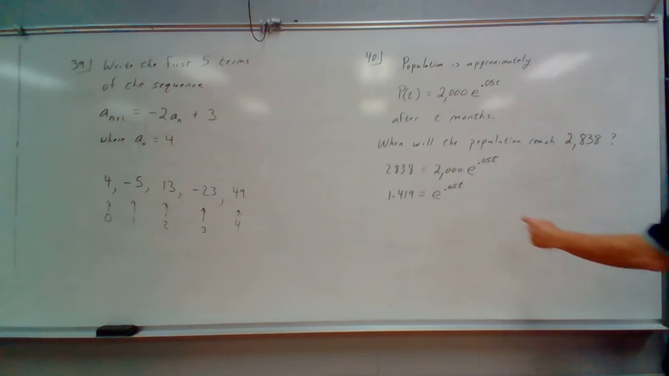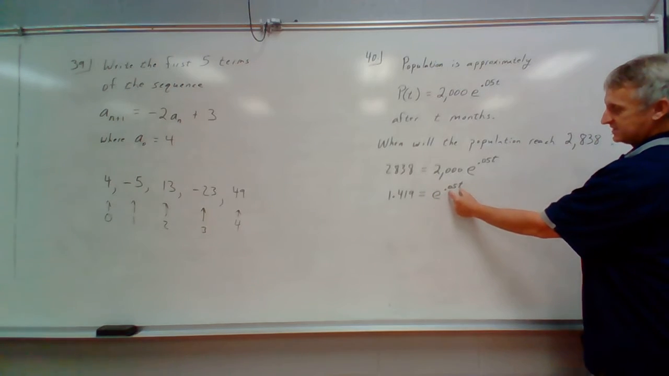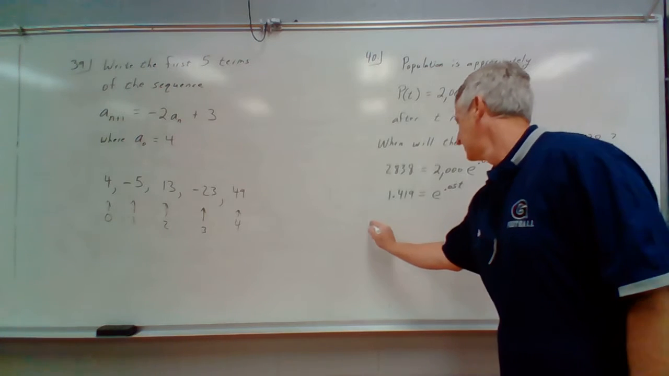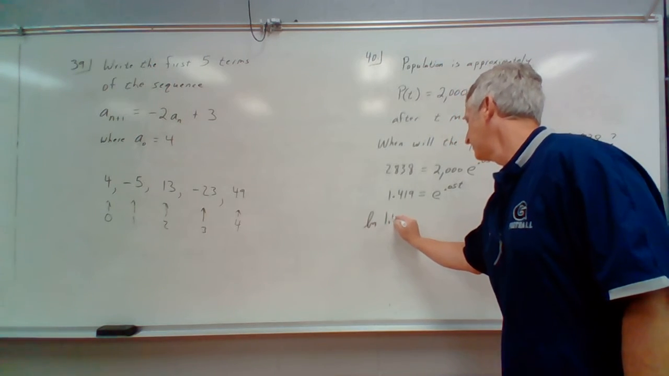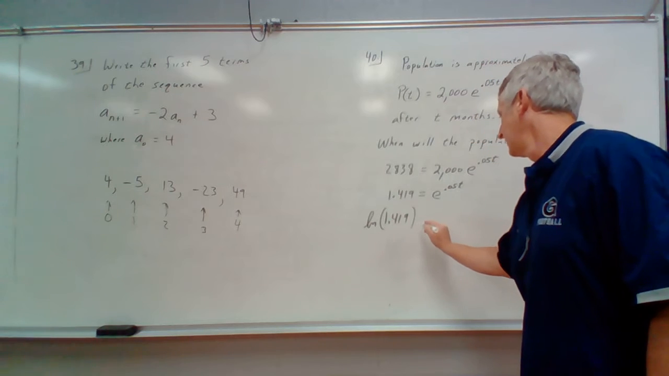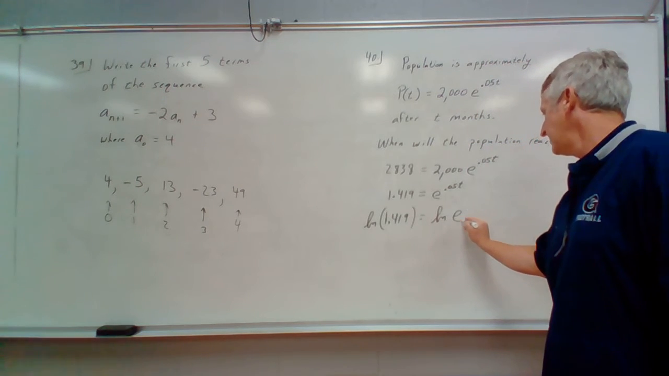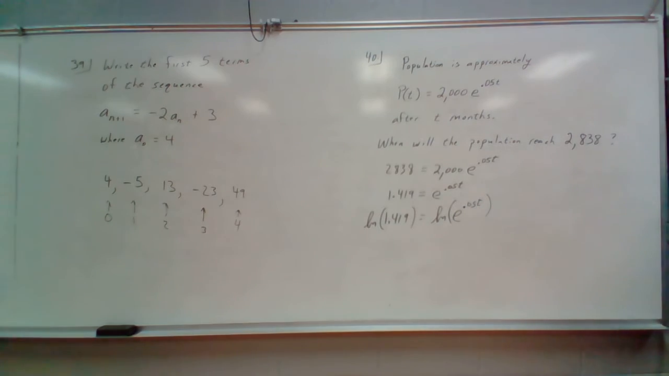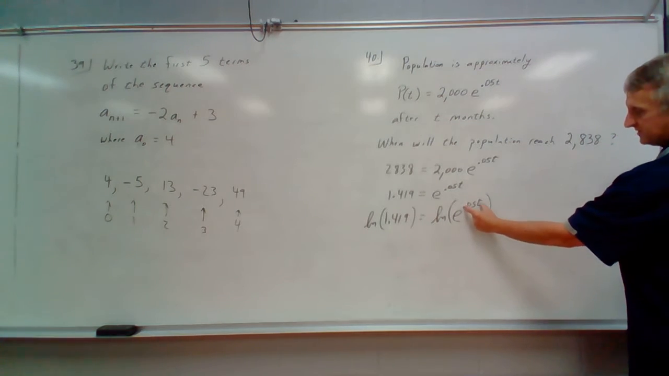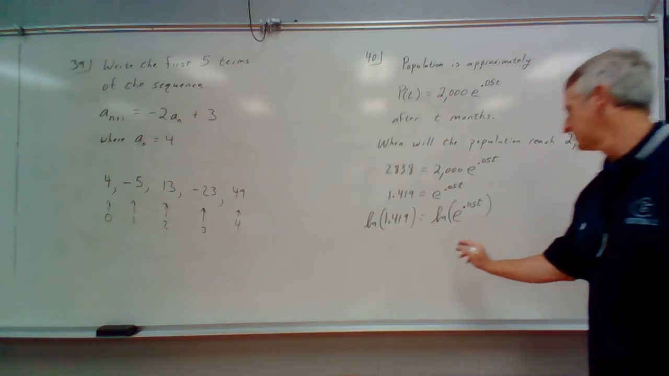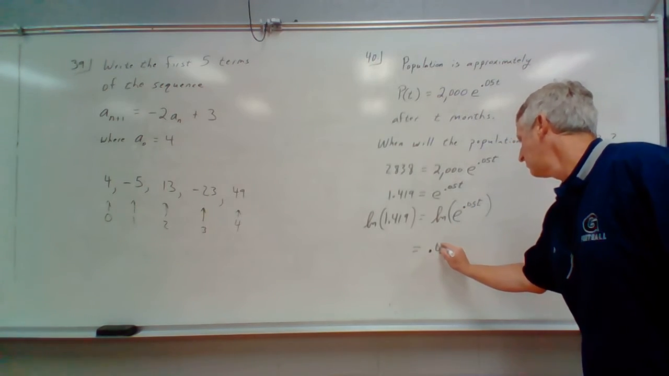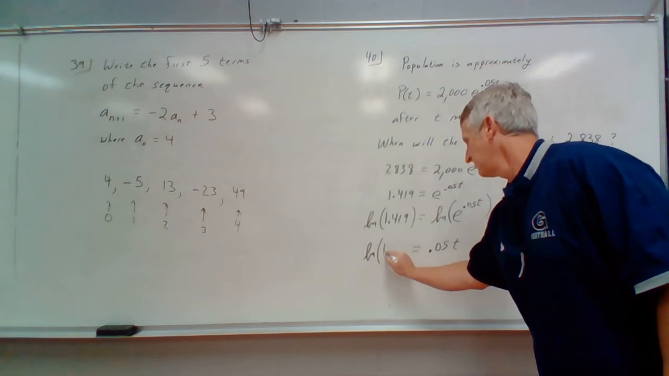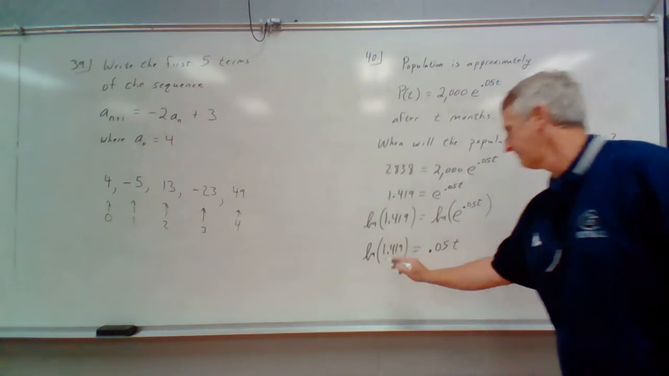Right. Now, to undo this exponent, to get the t out of the exponent, I need to take the natural log of both sides. So I'm going to do the natural log of 1.419 equals the natural log of e raised to the 0.05 t. All right, the natural log of e raised to this will just be that exponent. So that'll be 0.05 t. And here we still have the natural log of 1.419.